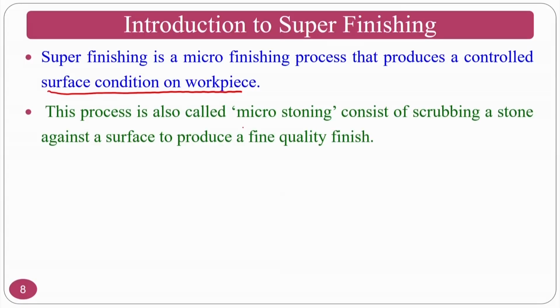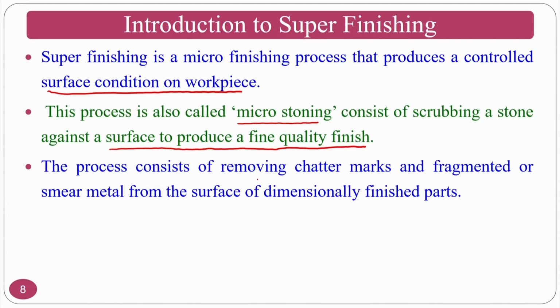This process is also called the micro stoning process, because you are using a stone containing abrasives, which you press against the workpiece. It consists of scrubbing a stone against a surface, which produces fine surface quality or surface finish. That's why this process is called micro stoning. As this sentence says, you have a stone-like structure which is reciprocating with a lower amplitude and high frequency.